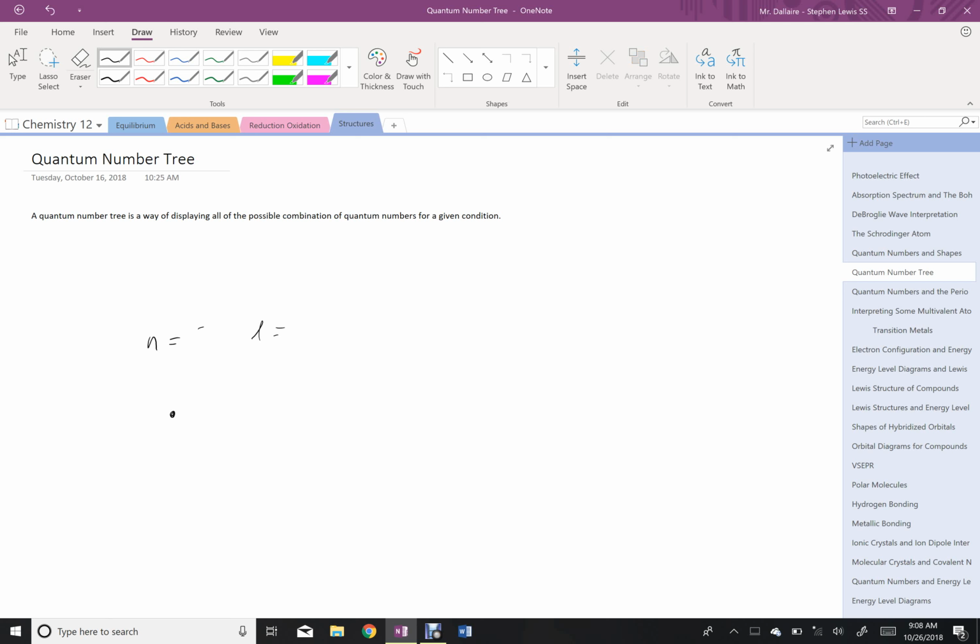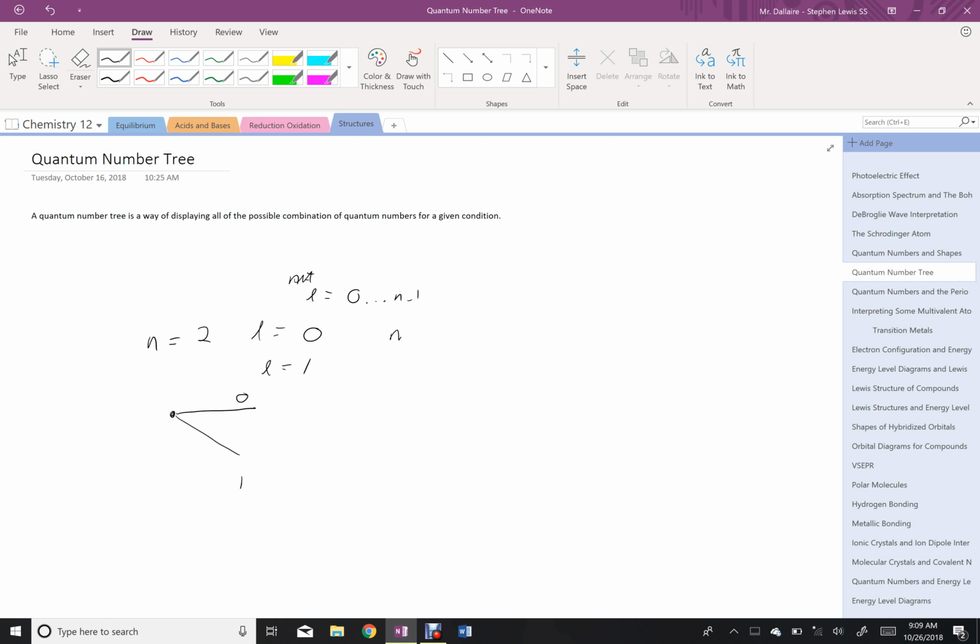So let's say, for example, I start with the n equals 2 level, then I consider my restriction on L, which is that L can go from 0 to n minus 1. If I have 2 there, then I can see that L can be 0 or 1. So I split at this level into two branches. One branch represents the L equals 0 level. The other branch represents the L equals 1 level.